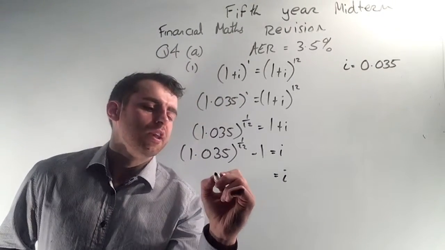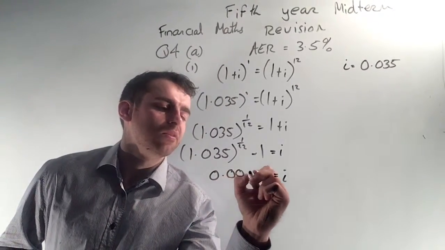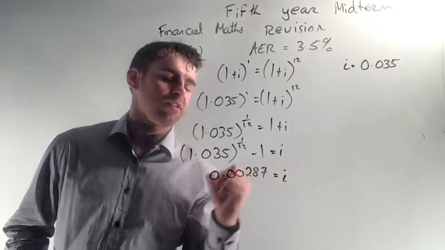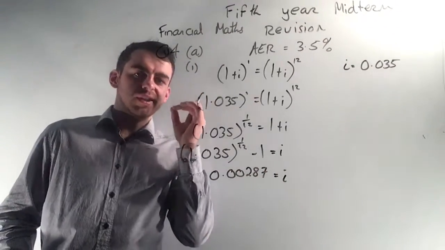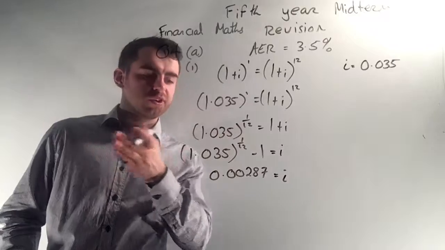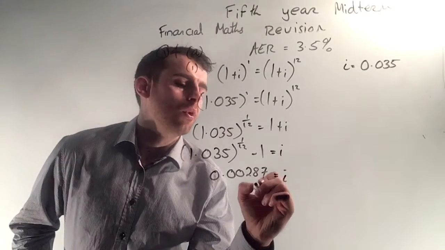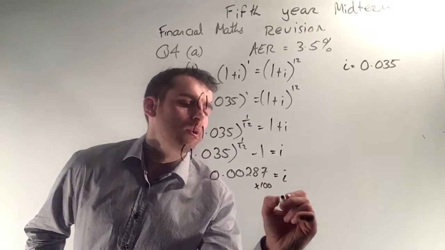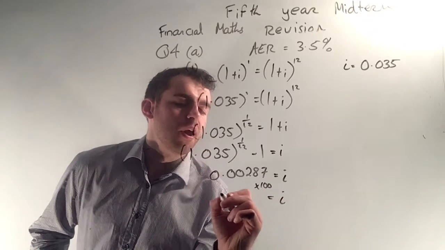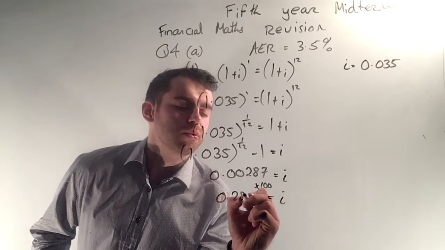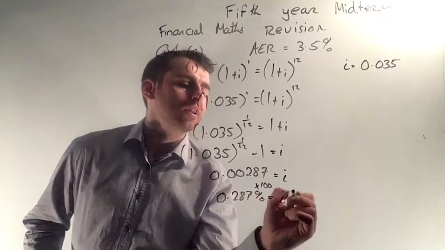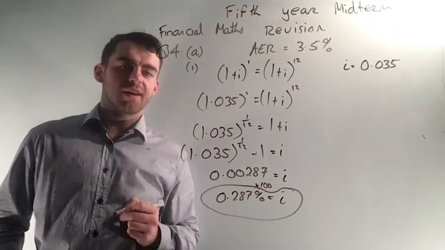Now if you plug all of that into your calculator, you get what they were asking you to prove, so you end up with i equal to 0.00287. Now they asked you to write this as a percentage, or to prove it's 0.287%, so in order to do that, I just multiply both sides by 100, and I end up with i equal to 0.287%. The monthly interest rate for this question is going to be that.